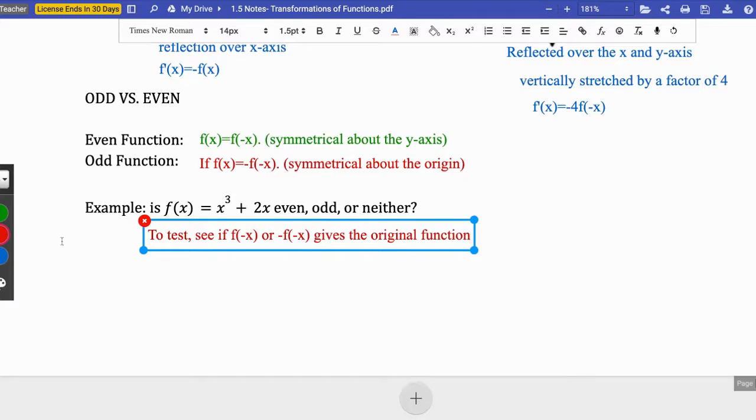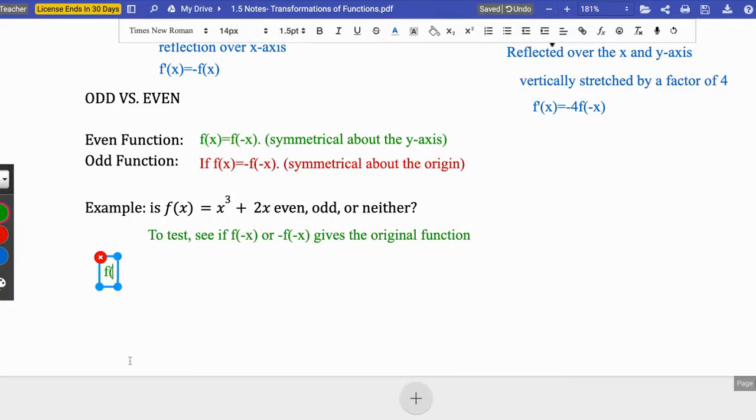So let's first check what f of negative x gives us. Right now I'm just trying to test even, so this is the even test. What I'm going to do is wherever I see an x, I'm going to just replace it with negative x.